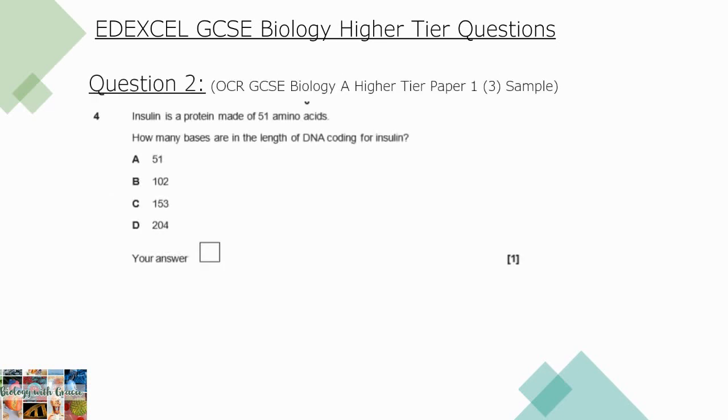Question 2. This is from OCR GCSE Biology A Higher Tier Paper 1, also Paper 3, which is a sample paper. I just want to say as well that I know that these questions are from the OCR specifications.